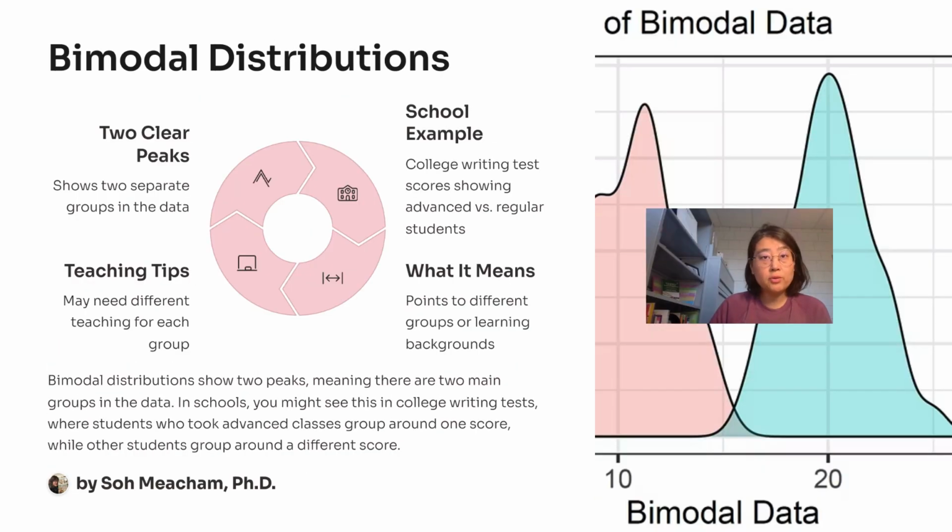We also encounter distributions that are bimodal, meaning they have two peaks. One real-life example might be in a college's writing placement exam scores, where you have one group of students who took AP English and another group who did not take advanced coursework. These two groups may cluster around different average scores, leading to two peaks in the data.